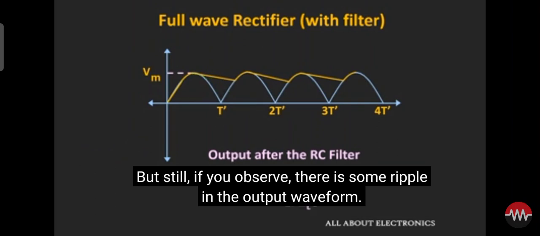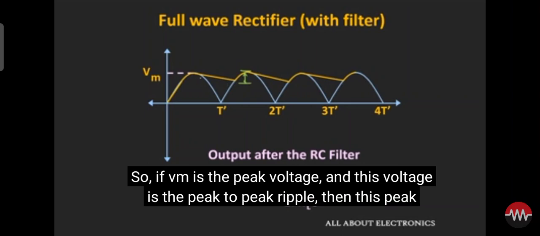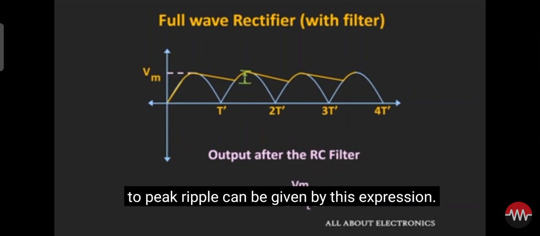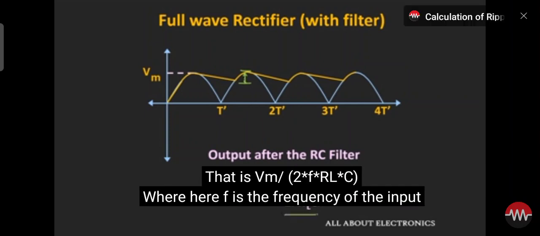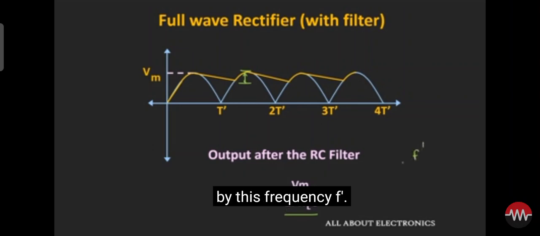But still, if you observe, there is some ripple in the output waveform, and this ripple voltage is known as the peak to peak ripple. If Vm is the peak voltage and this voltage is the peak to peak ripple, then the peak to peak ripple can be given by this expression: Vm divided by 2f times RL times C, where f is the frequency of the input signal. If we consider the frequency of this output waveform, then this 2f should be replaced by this frequency f dash.